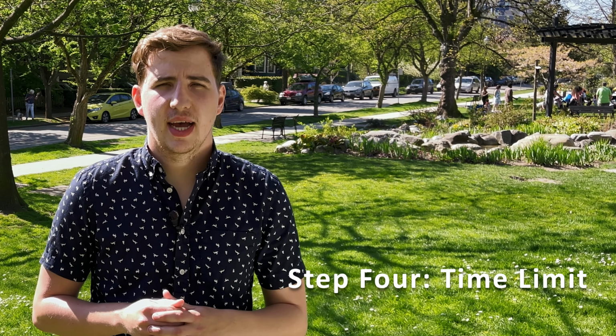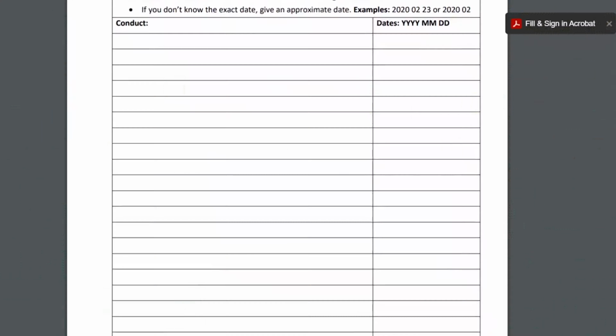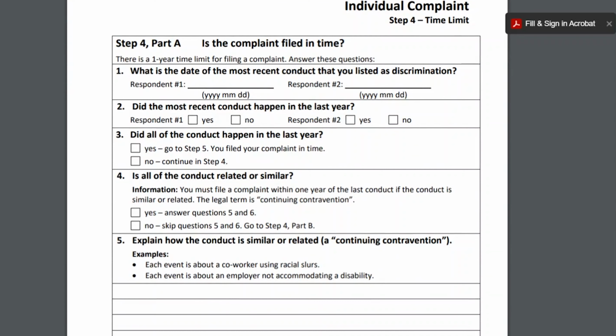Step 4, time limit. Part A. Unfortunately, there is a time limit of 1 year on when a human rights complaint can be brought to the tribunal. You have 1 year from the time you experience the discrimination to fill out and file this form. This part is trying to determine whether you have fallen within that time limit, and if not, if there's another arrangement that can be made. If what happened occurred entirely within the last year, you can fill out the first 3 points, and then you can skip to Step 5.